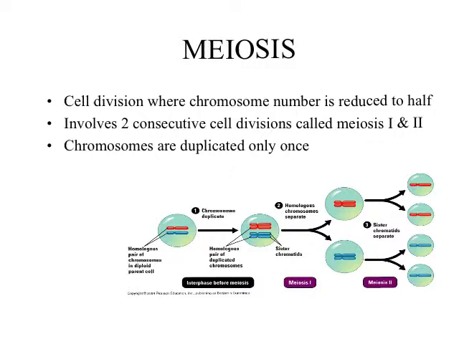It's cell division where chromosome number is reduced to half. It's going to involve 2 consecutive cell divisions called meiosis 1 and meiosis 2. And these chromosome cells are going to be duplicated and then cut in half. So that's why we need 2 stages.